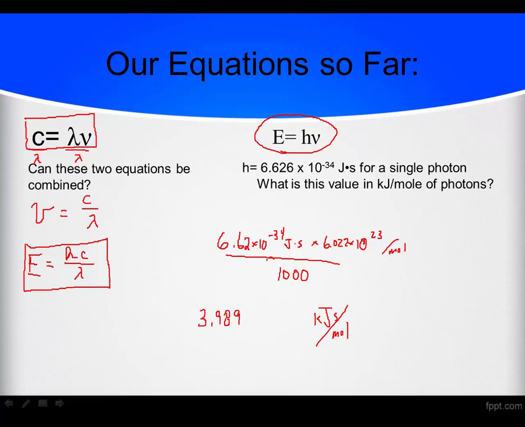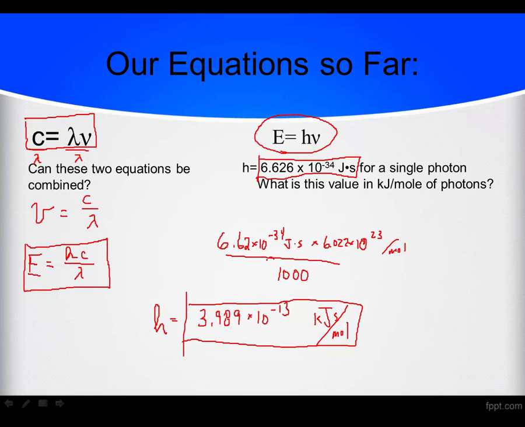The value of this number is 3.989 times 10 to the negative 13th kilojoule seconds per mole. So these are the two versions of h: joule seconds, and kilojoule seconds per mole.